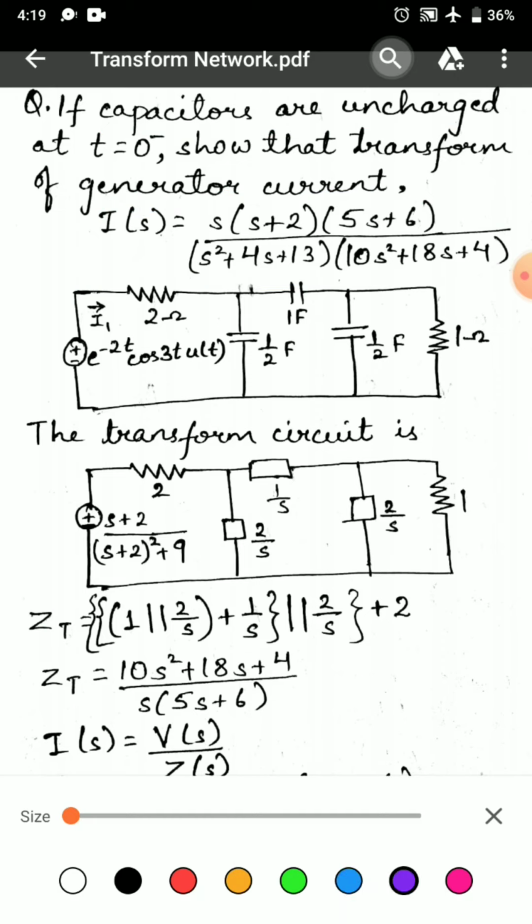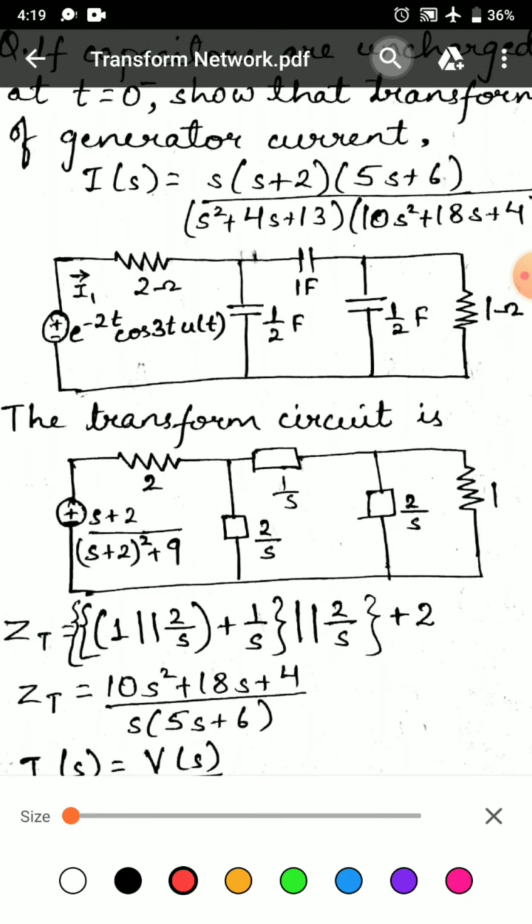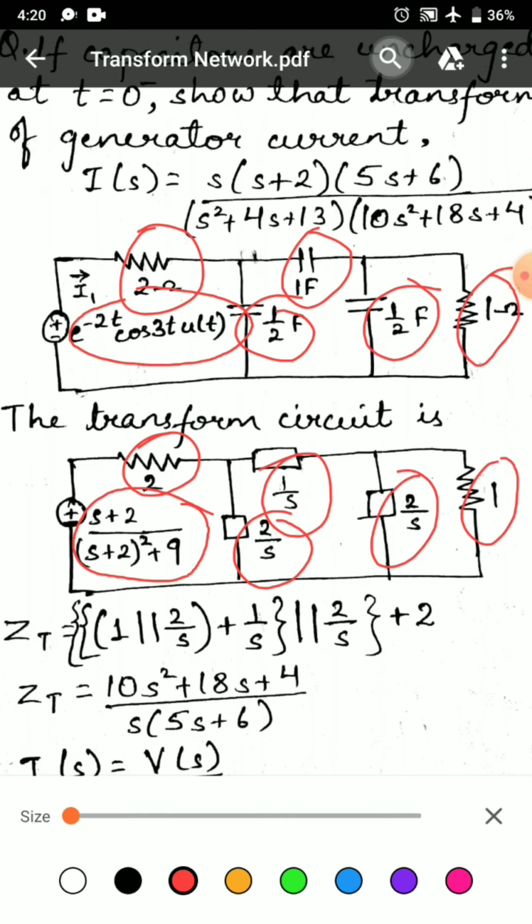So let us transform the circuit elements first. We have the source here as e power minus 2t into cos 3t u of t. We convert it as S plus 2 upon S plus 2 whole square plus 9. 2 ohm remains as it is. 1 by 2 farad gets converted into 2 by S. 1 farad into 1 by S. 1 by 2 farad into 2 by S. 1 ohm remains as it is.